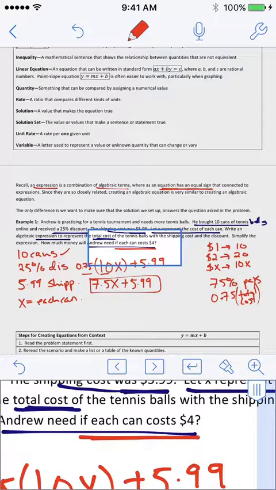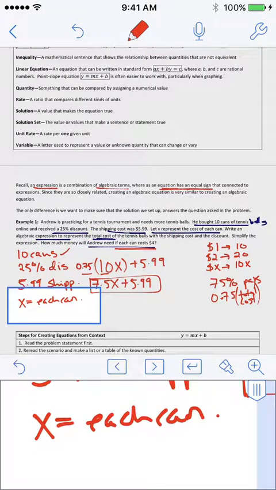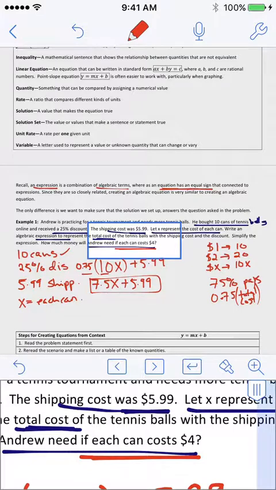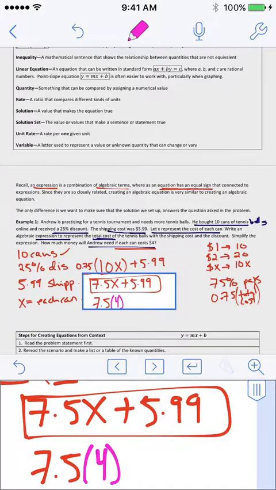Should I change one of my coefficients? Like, what should I do here? Well, if I look down at x, I said x represents the cost of each can. Now I know the cost of each can was 4. So they seem to coordinate, right? They coordinate very well. So it looks like x equals 4. So 7.5 stays the same. This time we're going to change x to 4. And then we'll still add on that shipping cost.